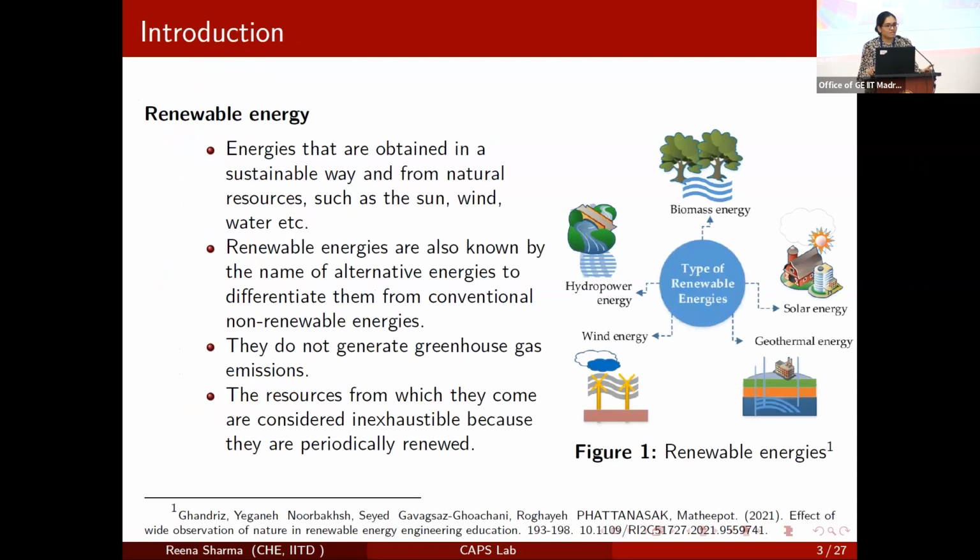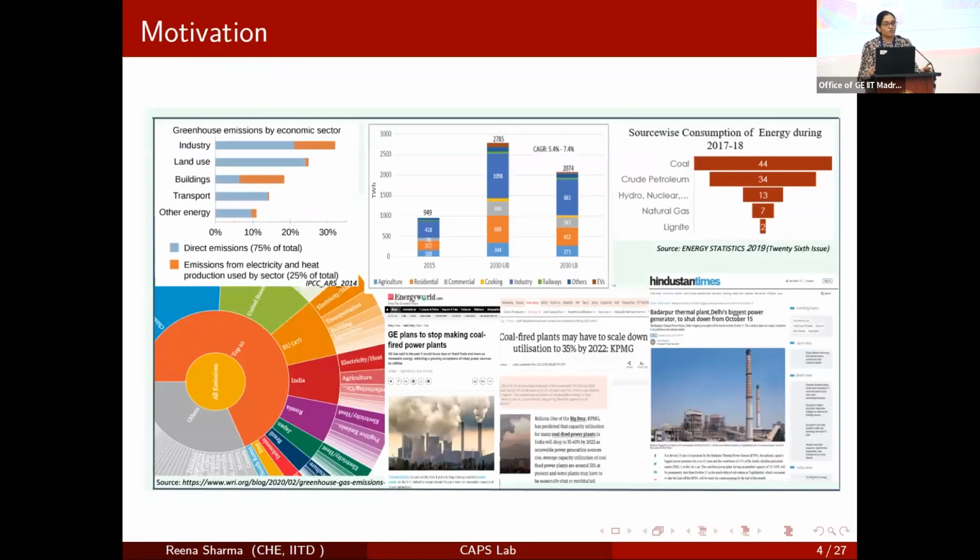But the question is, where do we get the motivation to use renewable energy resources? As we can see, over so many years, greenhouse gas emissions by economic sectors like industry, land use, building, transport, and other energy are such that direct emission is about 75% of the total, and the emissions from electricity and heat production used by these sectors are 25% of the total. But if we think about the source-wise consumption of energy, we find that coal is used the most as compared to crude, petroleum, hydro, natural gas, and lignite.